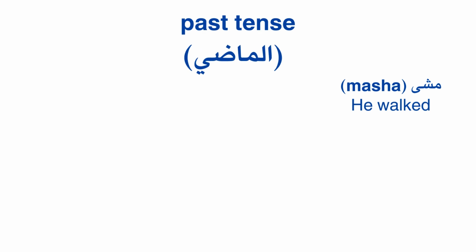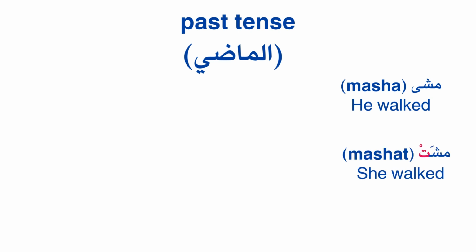Past tense, al-madi. In past tense it is masha, he walked. Mashat, she walked. Ta in the end in the past tense shows it is for female.